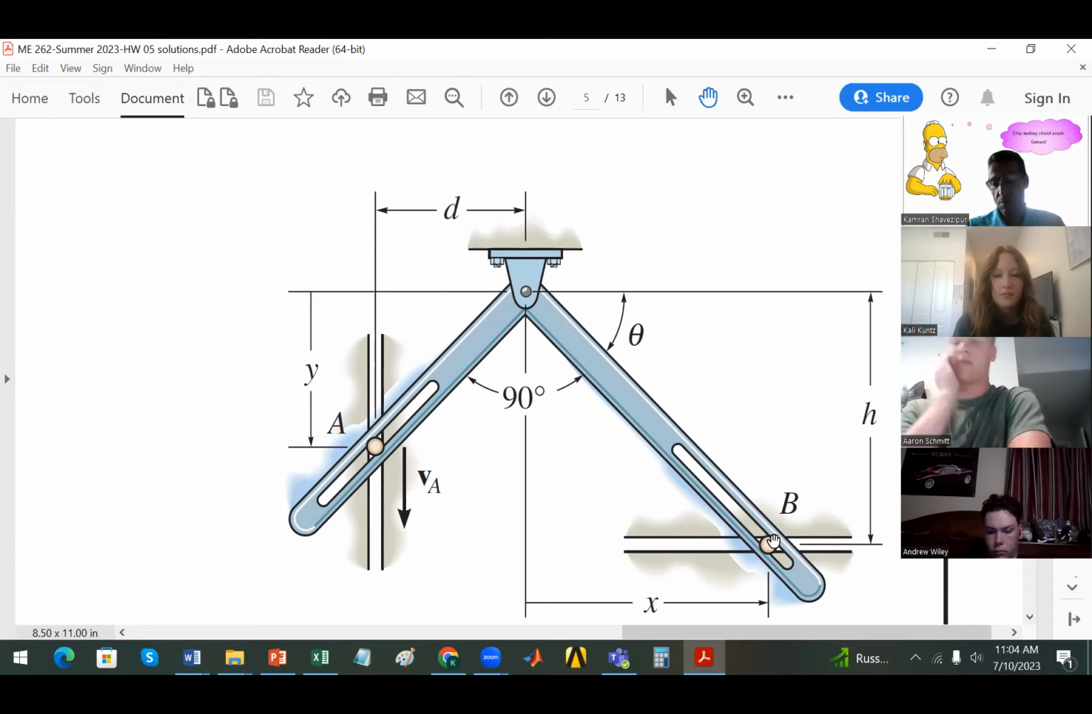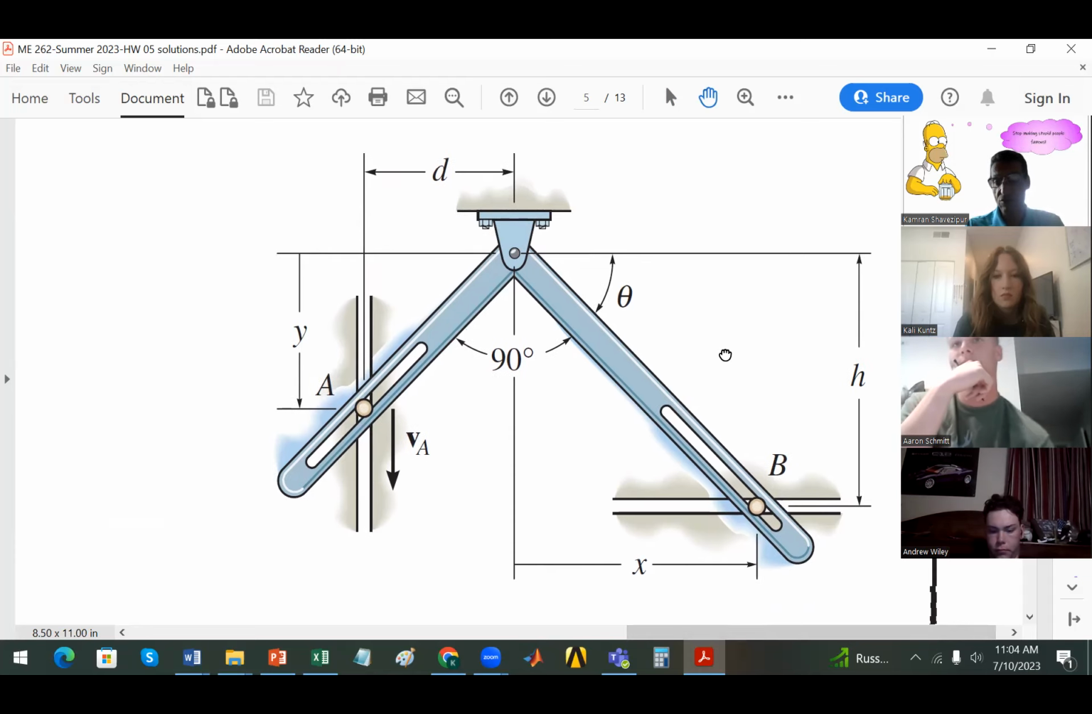Now we're going to switch to this part. This is x of B, right? This is h, and this is theta. So you can relate theta to x of B the same way, and then you can take the derivative, or maybe you can simply eliminate theta in the middle if that's easier. Get y of A and x of B in one equation and solve it.